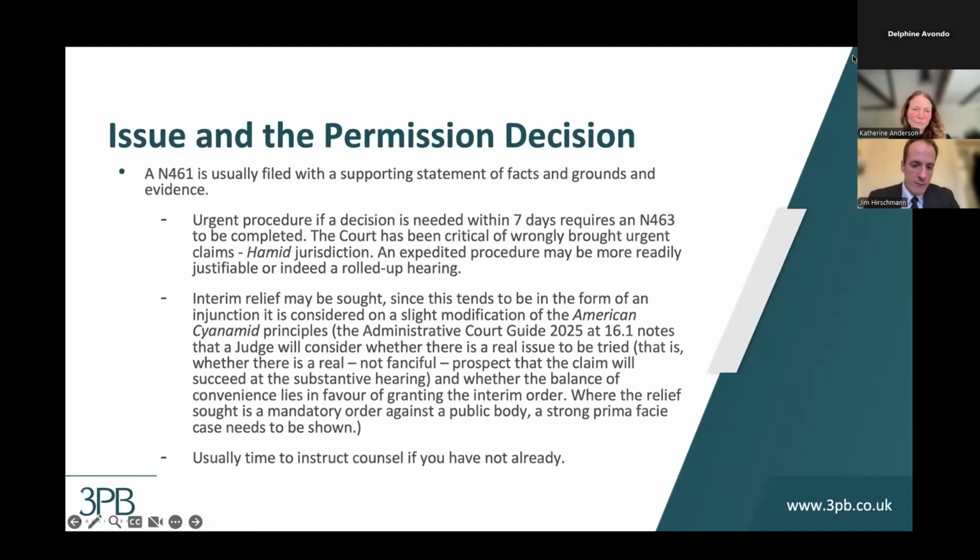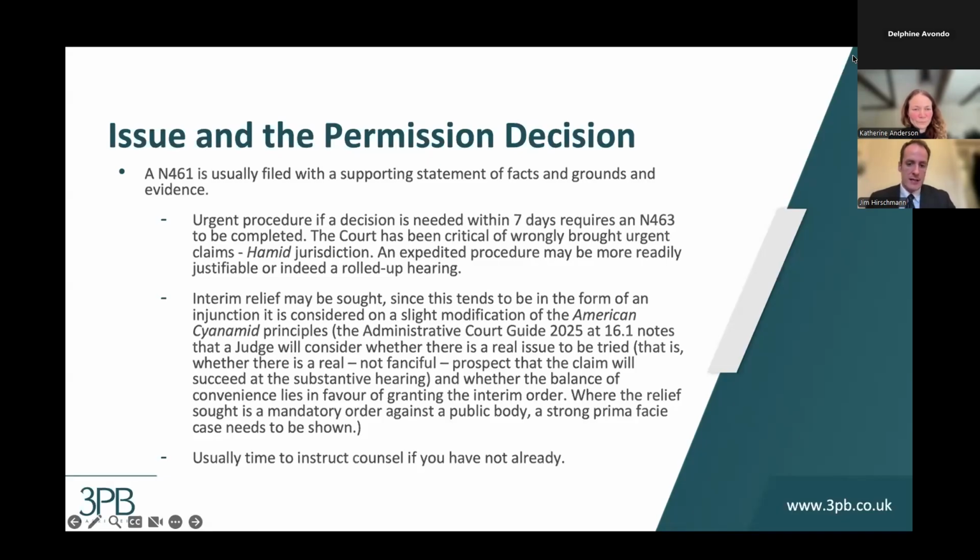You'll often see interim relief applications. Whilst the judicial review is proceeding, interim relief may be sought. But if the interim relief is a particular placement, for instance, and we see that a lot, then that's likely to determine the claim fully. In those circumstances, the court might be quite slow to grant that relief. It might be more likely to expedite the timetable. But the test is similar to American Cyanamid, which civil practitioners will be quite familiar with.